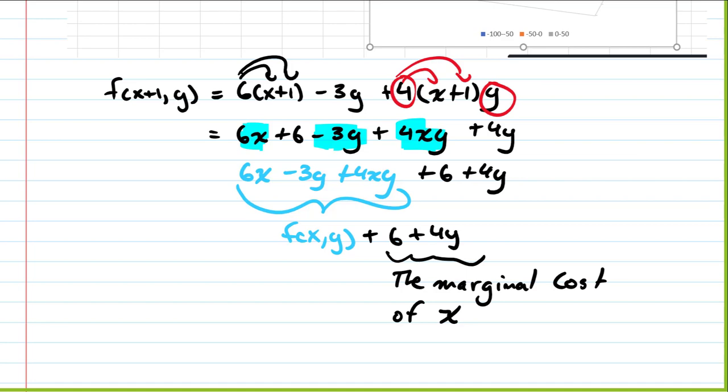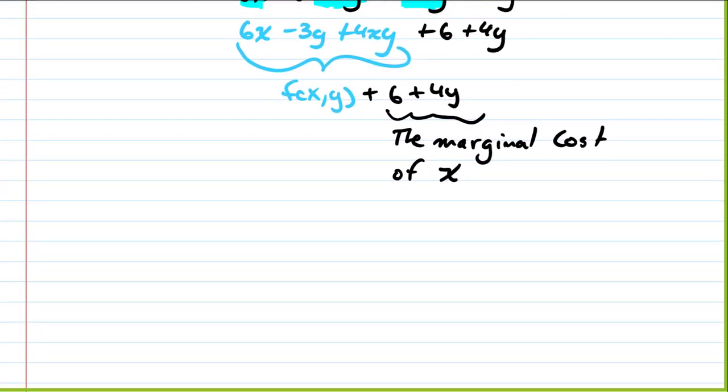In that case, it says the cost to increase x by 1 unit is 6 plus 4 times the number of whatever y was. So unlike the previous one where we had only a constant term, the y value is now also affecting this. So when we have those interaction terms, things are going to behave just a little bit differently.